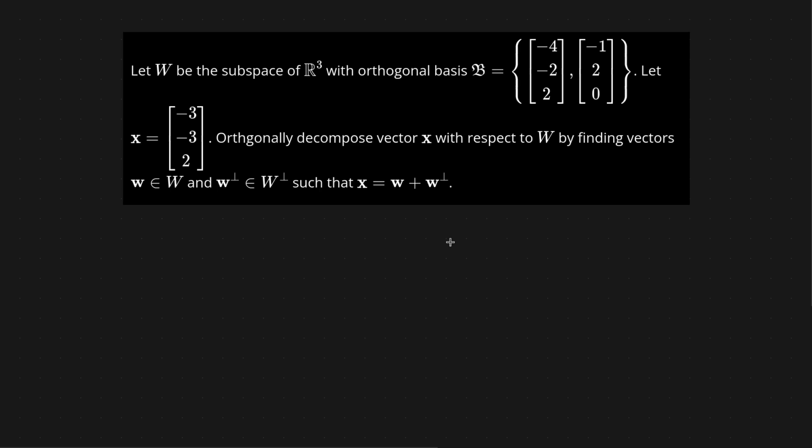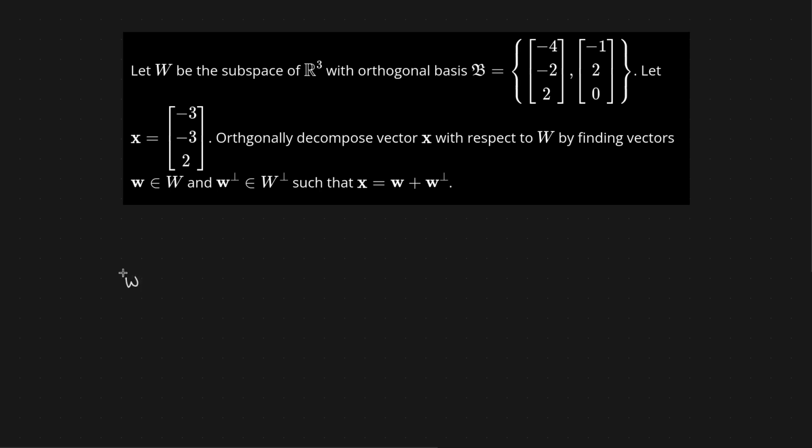Now, according to the theorem, we know that we can do this. There exists a vector w in subspace W, and there for certain exists a vector w perp in subspace W perp, so that this is true. And we know that the way we can do this is unique. There's only one way to do it. Now, we demonstrated how to do this in the proof.